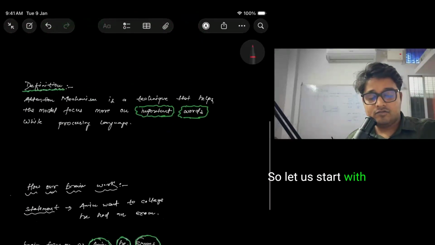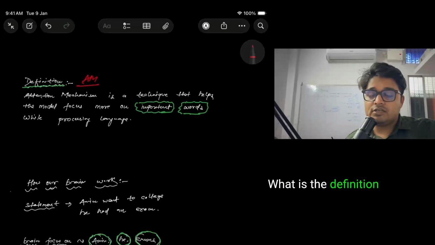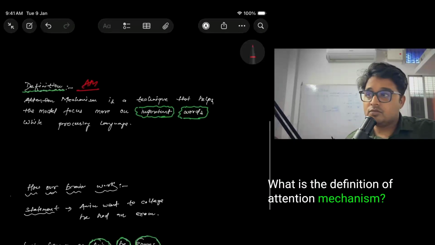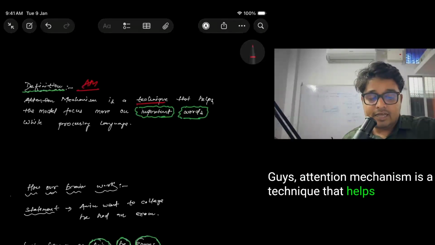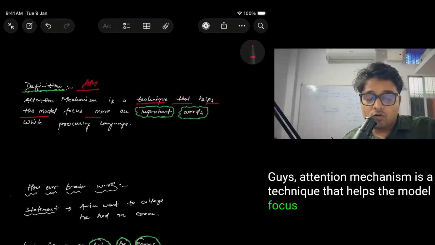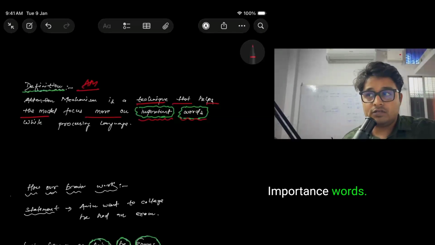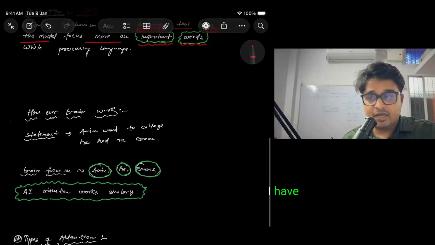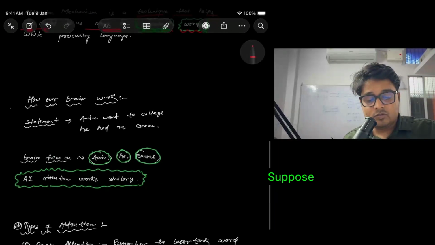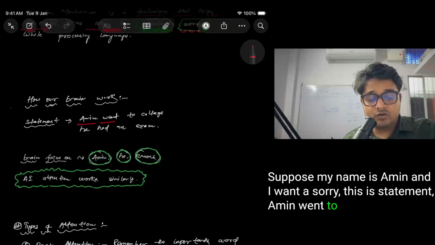So let's start with the definition of attention mechanism. What is the definition of attention mechanism? Guys, attention mechanism is a technique that helps the model focus on important words. I will give you a simple example. I have one statement here. Suppose my name is Amin, and this is a statement: Amin went to college.